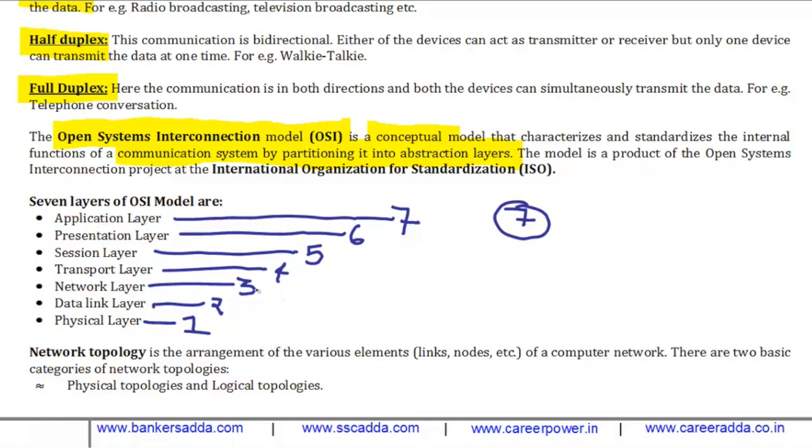So if you have a question in your exam that which layer comes after transport layer, then the answer will be session layer, because transport layer is layer number 4 and session layer is layer number 5.